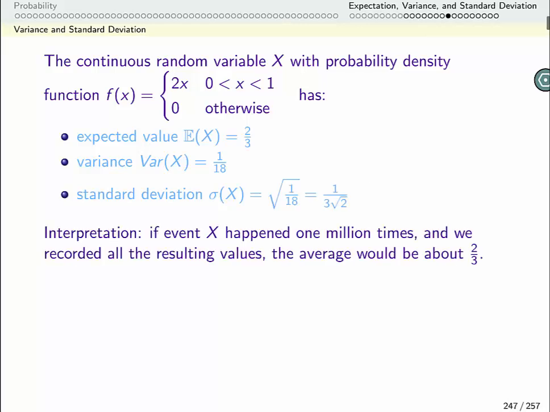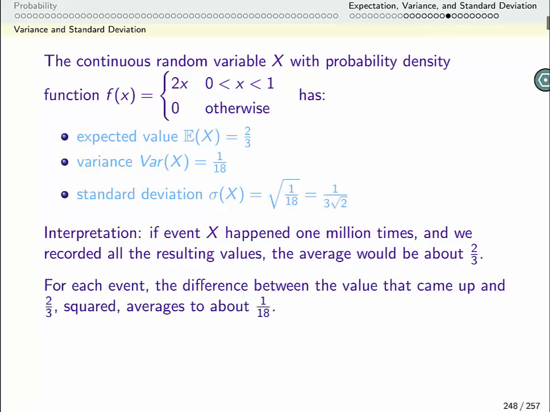So let's go over the interpretations one last time. Expected value is like an average. So I have some event, I run it again and again and again, record the value every time, take the average. If I did this a bunch of times, the average should be pretty close to 2/3. So I say, okay, the average should be 2/3. So I run the event a bunch of times, and it's not always exactly 2/3.